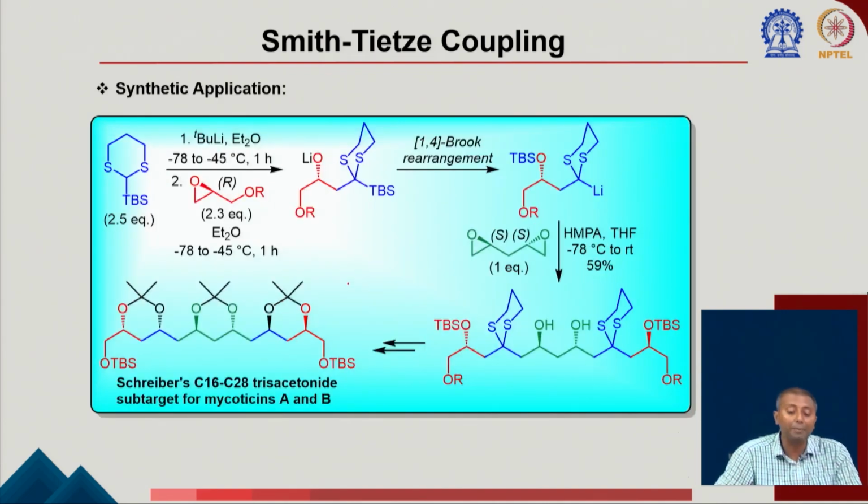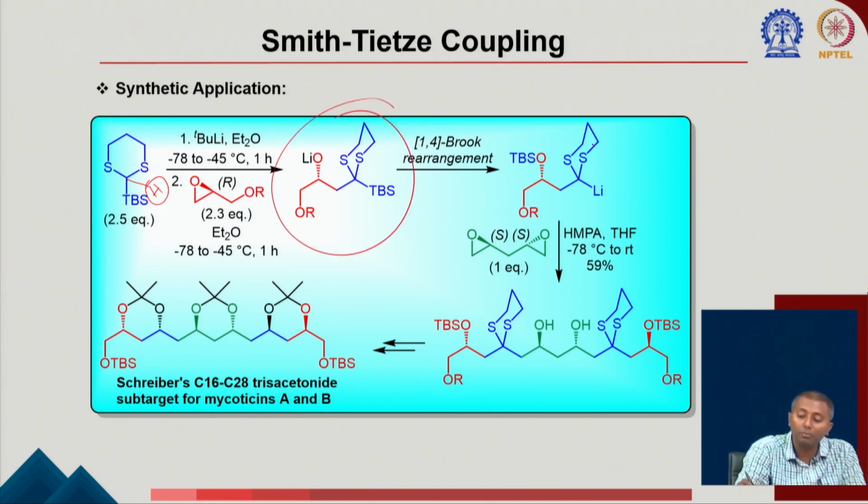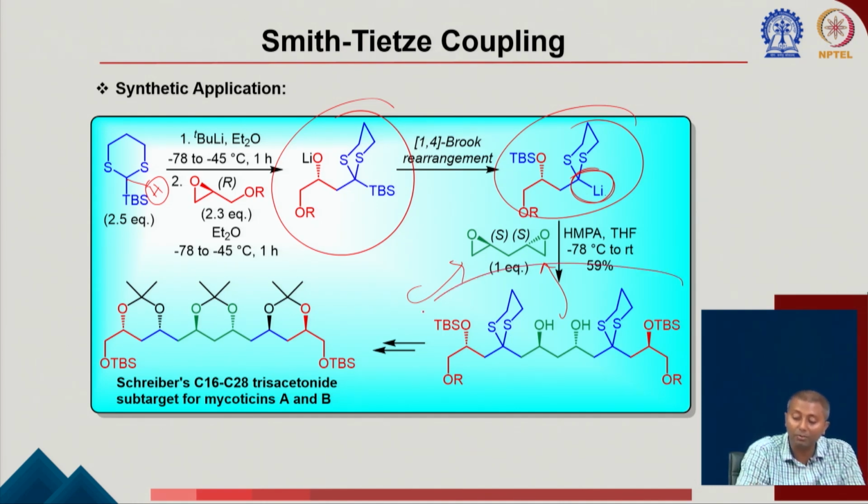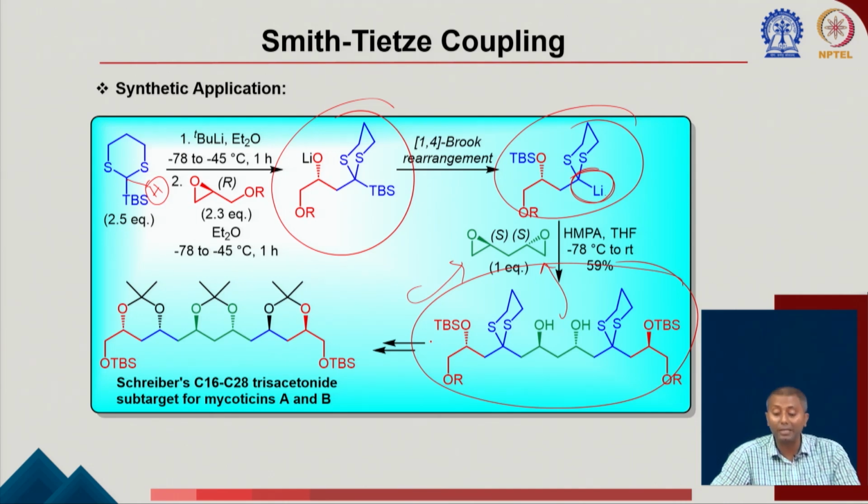And there are some synthetic applications here. First again the tert-butyllithium, with the TBS here, attacking the epoxide. 1,4 Brook rearrangement here, generation of the corresponding lithium attacking. So now you are attacking at both the sites. So one equivalent of this can attack both of these sites to generate this. So now you can see how we can control the multiple stereocenters in a polyhydroxy fragment. You can control the stereochemistry, so you can get a very highly stereoselective product.